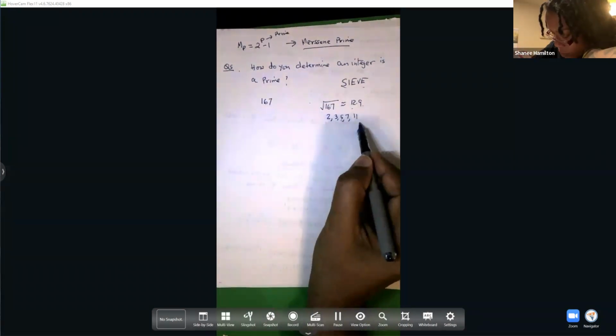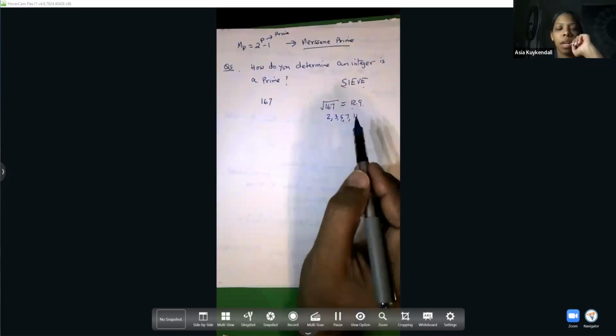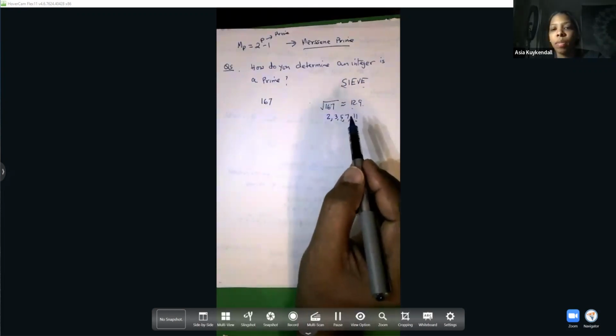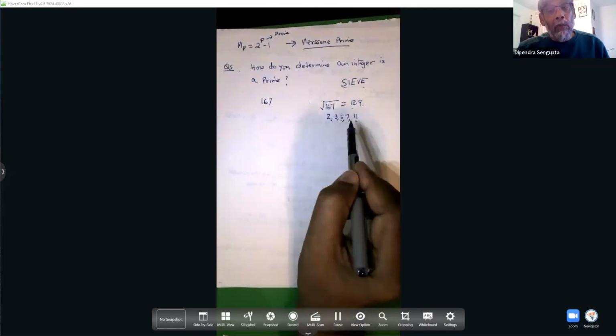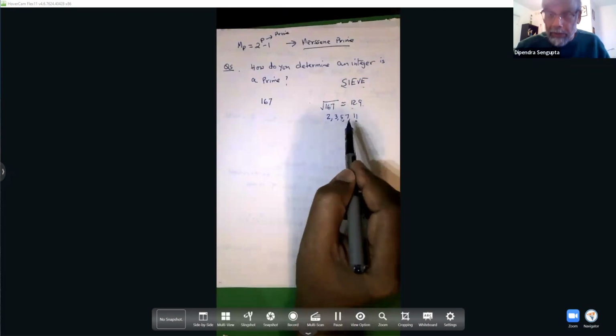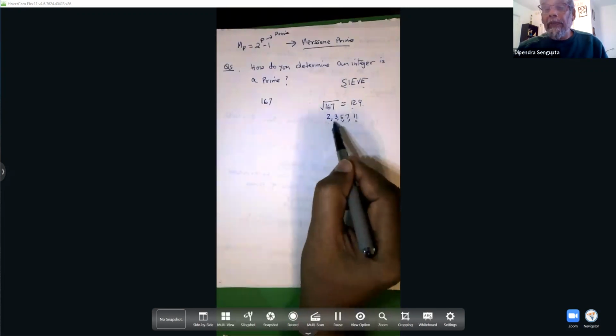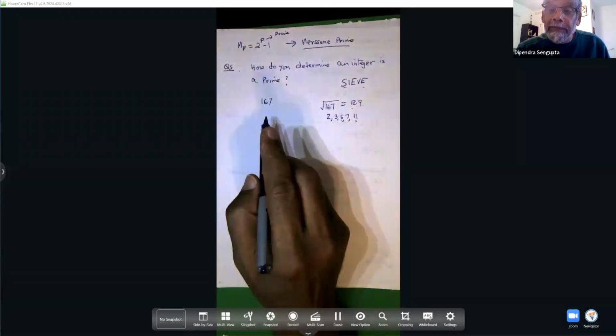Is it divisible by 11? No. The idea is if the number is divisible by one of those numbers, then it is not prime, because if it's prime, it's only divisible by one and itself. So if it is not divisible by any of these, then it is prime, right?